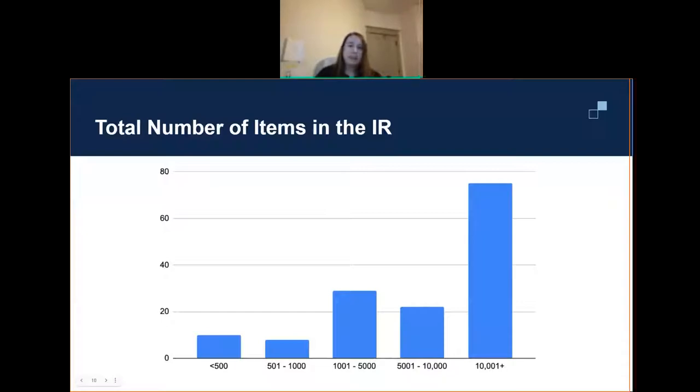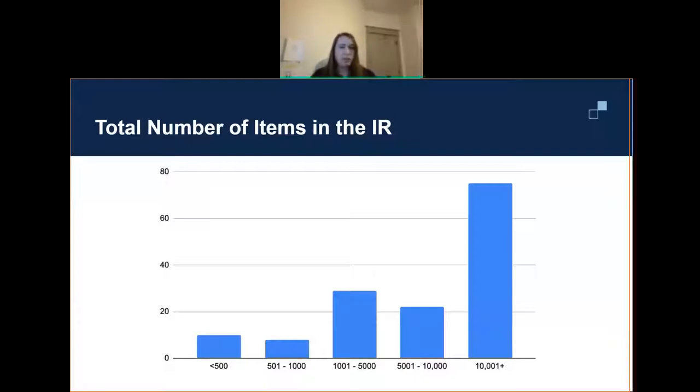We also asked people to tell us how large their institutional repositories were based on the number of items in those repositories. Most respondents reported having over 10,000 items in their repository. The next highest category was between 1,000 and 5,000. And then in the number three spot was repositories with between 5,001 and 10,000 items.